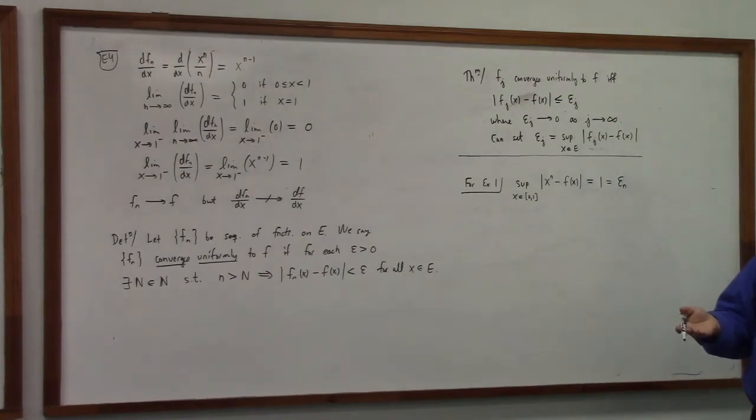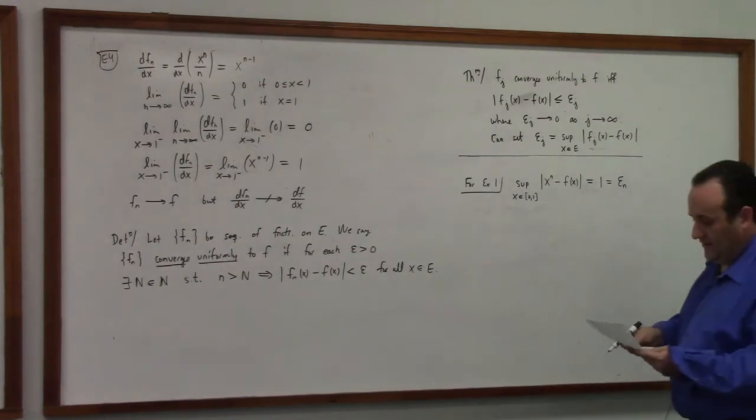So example 1 is not uniformly convergent on [0, 1]. The worst case estimator is 1. It does not go to 0 as n goes to infinity. Not uniformly convergent.